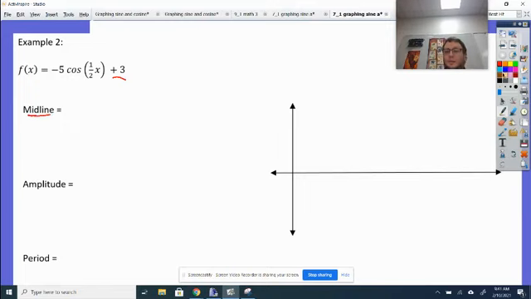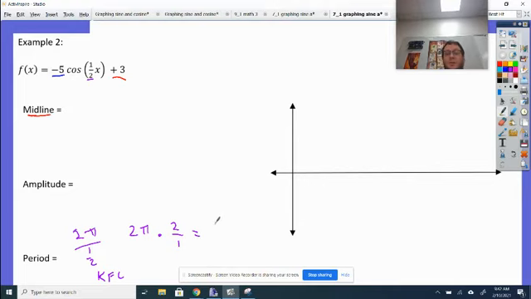So midline, amplitude, period. Okay, same stuff. Now we do have something that's a little funky here because we have that 1/2. So we're going to KFC this. We're going to keep the top, flip the bottom, and change it to multiplication. Okay, all we're doing is dividing fractions, so KFC it, keep flip change. So we're going to have 4 pi over 1 or just 4 pi.